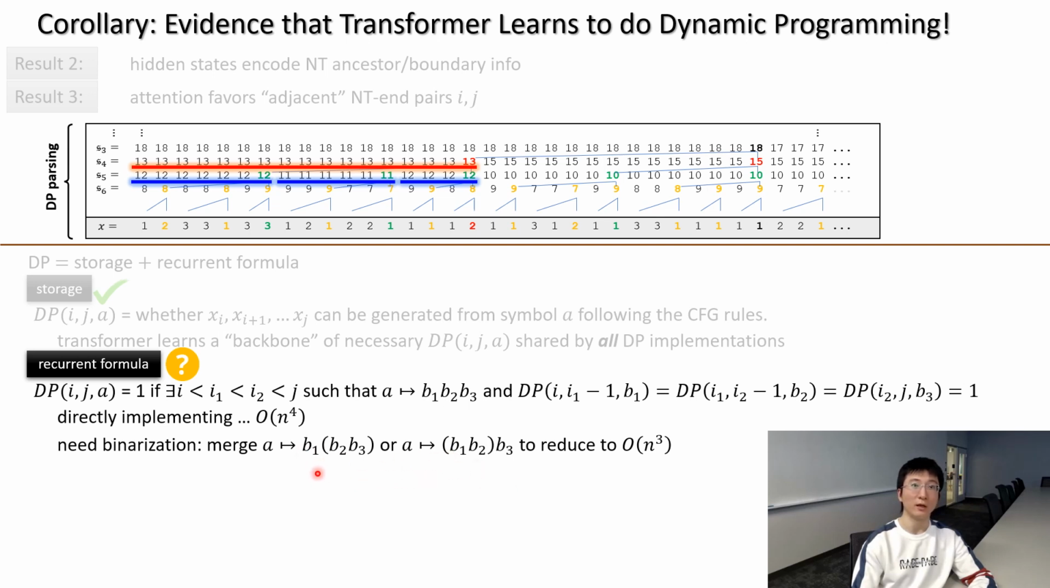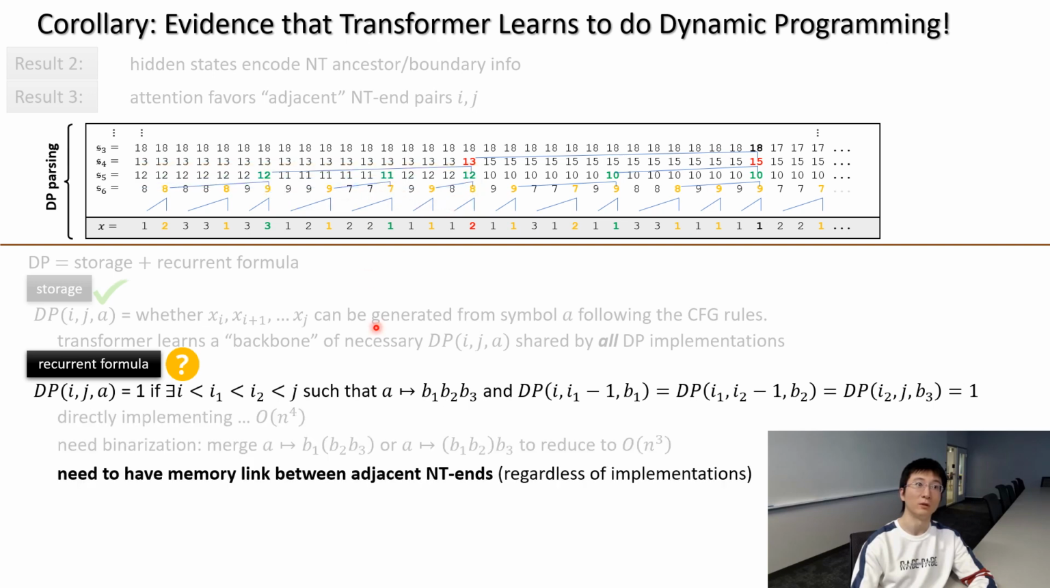This, once again, depends on how you implement the DP. And I'm claiming that no matter which way you implement it, at some point, from this position, you have to do a memory link to read some knowledge that has been stored at the previous NT-end position. Or if you do this merging, then at some point, for instance, if we're here, you also have to read some information. You have to do a memory link to that position.